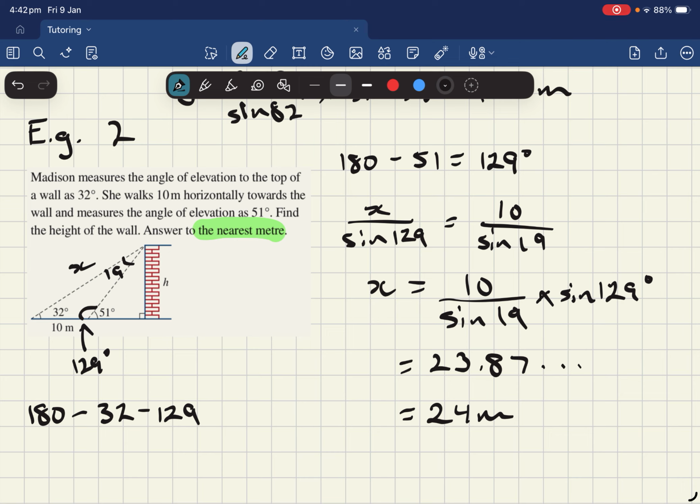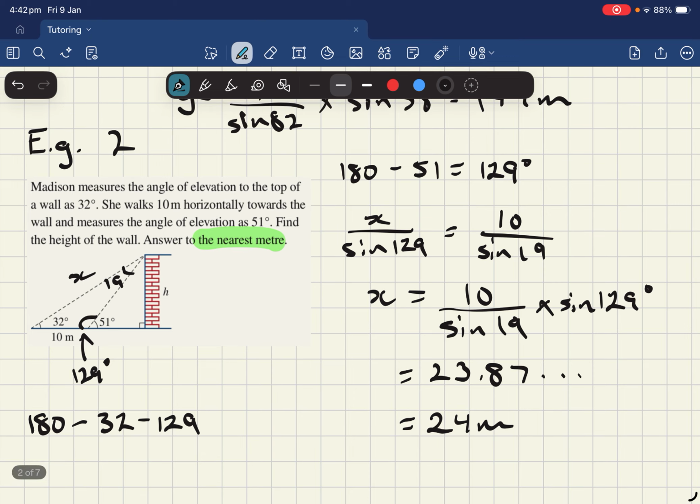That brings us to the end of the video. This is how we can apply some of our non-right angle trigonometry to these worded questions and these miscellaneous problems that require us to use multiple concepts.